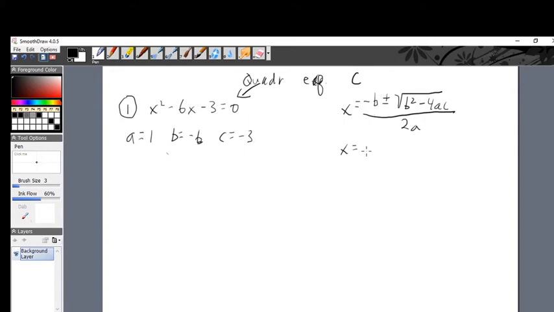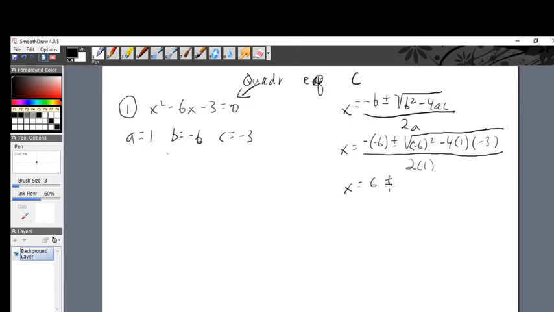B is negative 6, so you do minus, don't forget that minus doesn't go away, minus negative 6 plus or minus the square root of negative 6 squared minus 4 times a, which is 1 in our case, and c, which is negative 3 in our case, all of that over 2 times a, which is 2 times 1. Okay, now we clean up. That's basically most of the job here, is to clean this thing up. Minus negative 6 is 6. Plus or minus, built into the formula, are both solutions if there are two solutions, the plus solution and the minus solution.